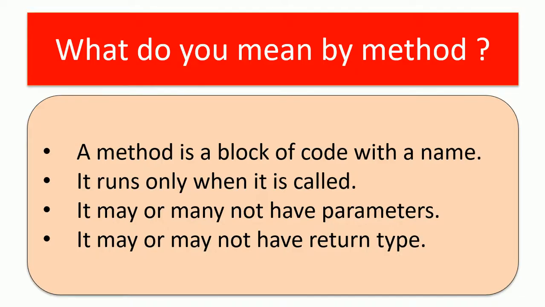So, what do you mean by the term method? Imagine a method is nothing but a block of code, which means two or more lines of code enclosed within curly braces. That block of code will have a name, so it will be separated. Whenever it is needed, we can call it with this name in the code. It may or may not have parameters, and it may or may not have a return type. We will see an example code in Eclipse IDE.